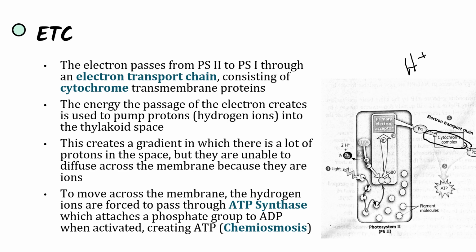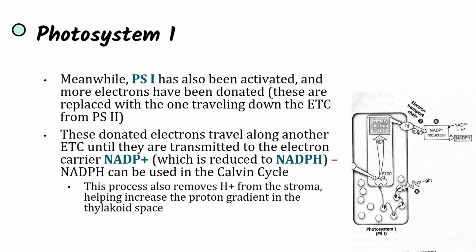It's a long process, but we've almost made it. Our final stop in the light-dependent reactions is going to be at photosystem 1. Remember, we started in photosystem 2, where an electron was excited and donated into the electron transport chain, producing ATP, and now that electron has reached photosystem 1. At the same time, PS1 has also been activated. Light energy has hit PS2 and PS1 at the same time.